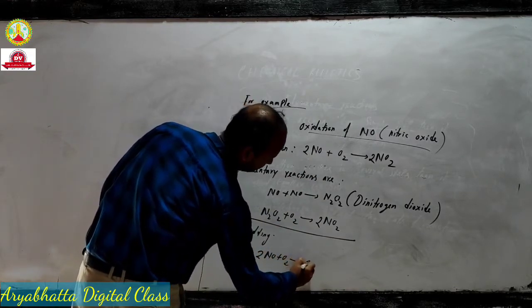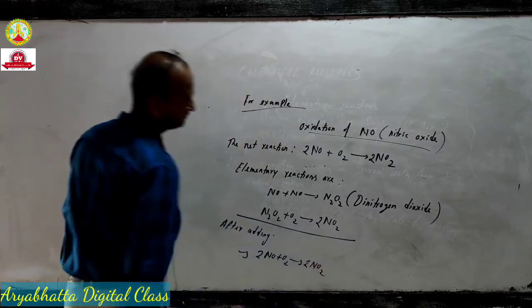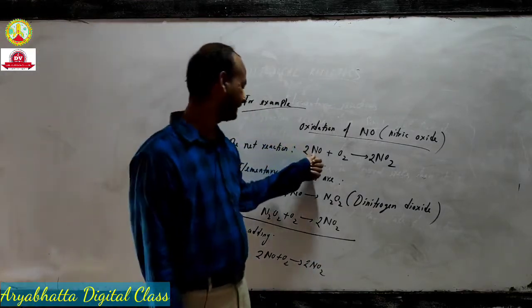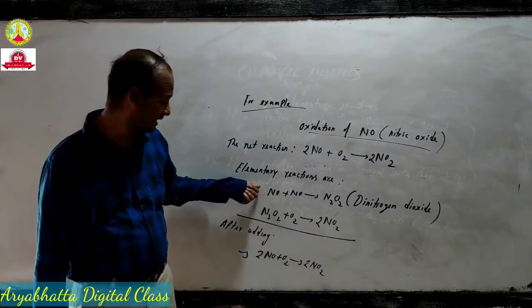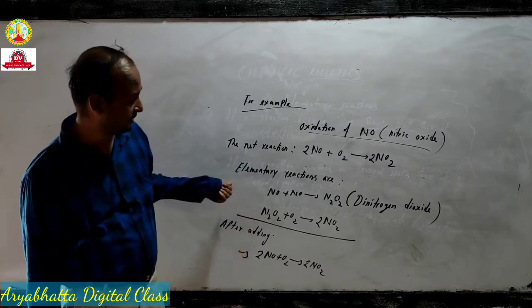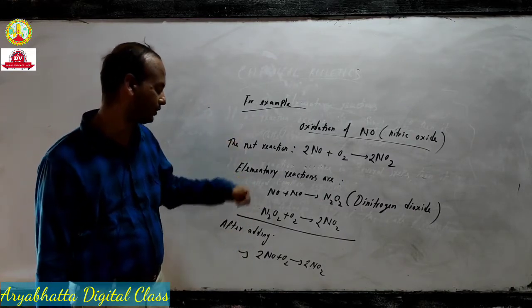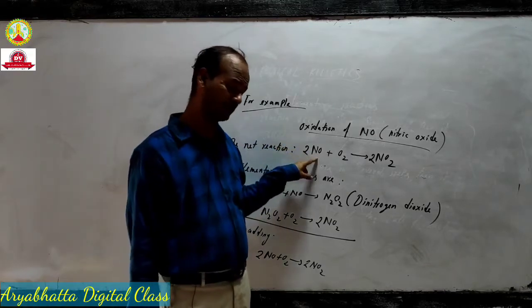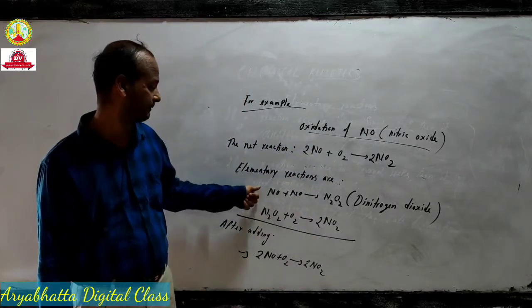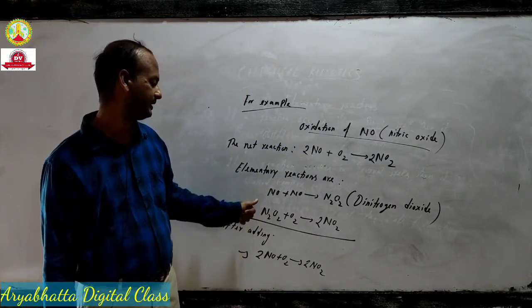After adding, you will get this one. After means what? This is a complex reaction. These are two elementary reactions. Elementary reaction means what? A reaction which occurs in a single step, but this does not occur in a single step. This reaction involves two steps: first this one and second this one.